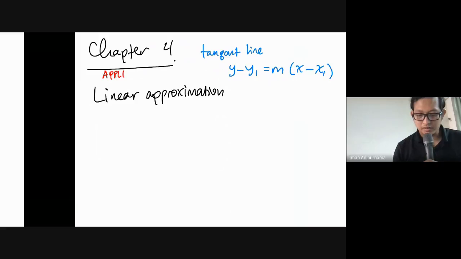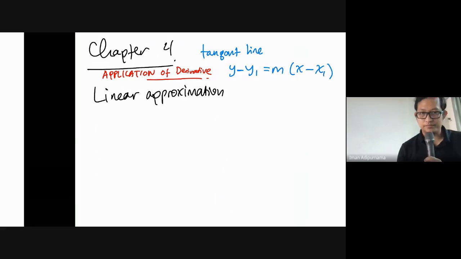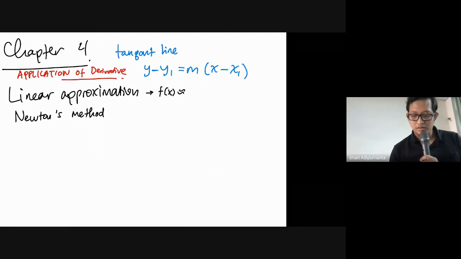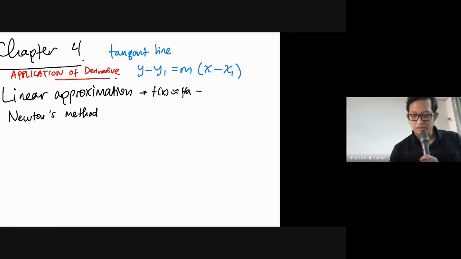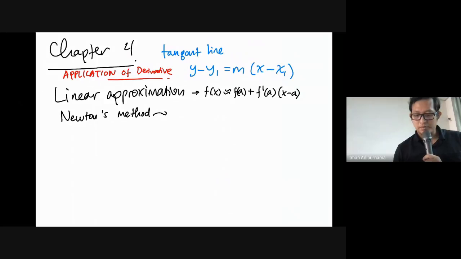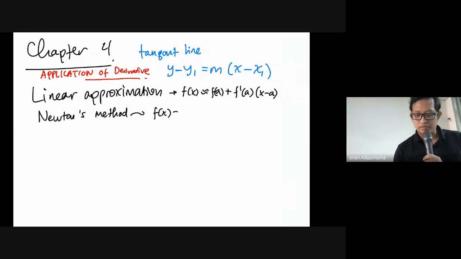because chapter 4 is actually the application of derivative. And from linear approximation, we also have Newton's method. Let me write the linear approximation: f(a) plus f'(a)(x minus a). Newton's method is basically the same as linear approximation, but f(x) is 0.